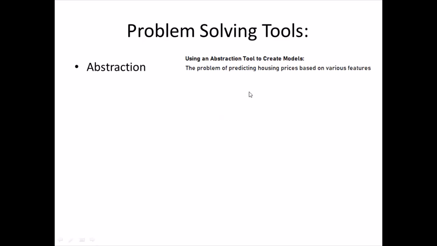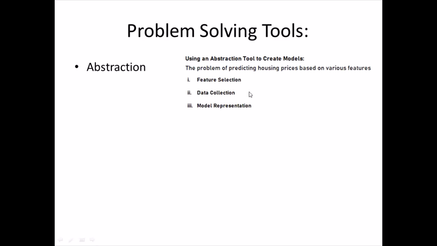So to create a model for housing price prediction, we can apply abstraction to simplify the problem and develop a mathematical model. Here's how we can go about that. The first thing we'll do is feature selection. First, we need to abstract the problem by selecting the relevant features that influence housing pricing.